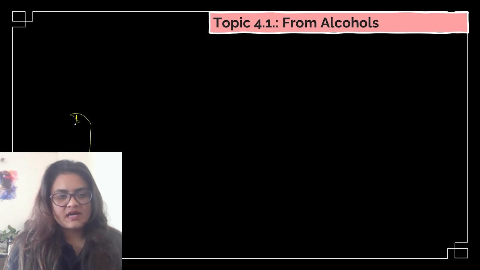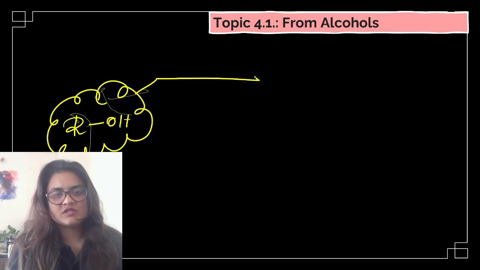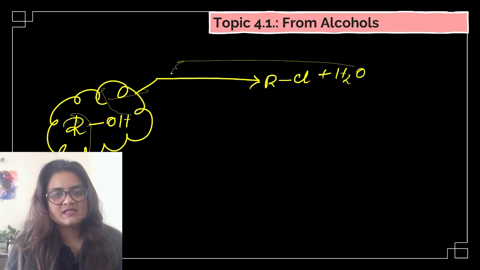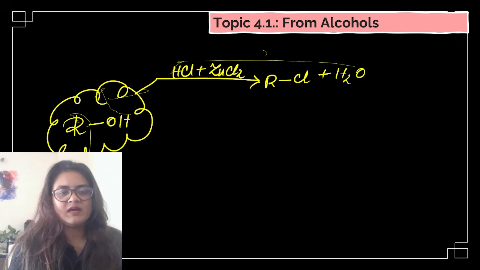Here you can see I have to prepare RX from ROH. So you have to see what reagents I can use. You can prepare RCl plus water if you give the reagent as HCl plus ZnCl2, zinc chloride. Next I can give another reagent, that is NaBr plus H2SO4.